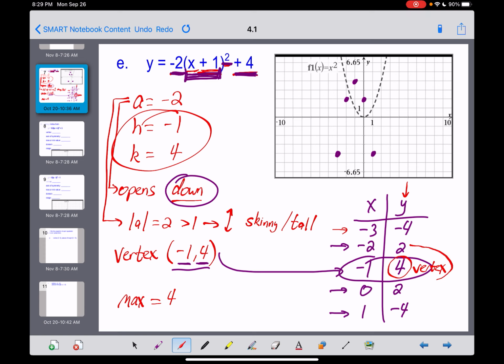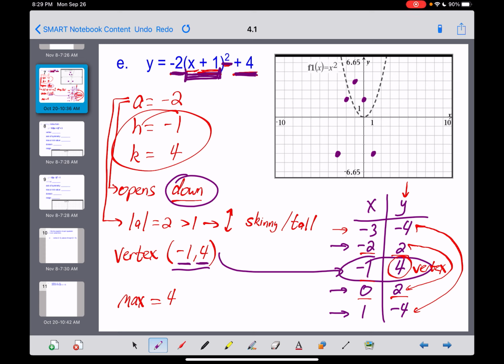There is symmetry, everybody, around the vertex. When you go 1 unit left and 1 unit right of -1, your y-coordinates are the same at 2. And the same thing happens when we go 2 left and 2 right. Your y-coordinates are both -4. If that doesn't happen in your table, you're probably doing something wrong. Maybe just making the table incorrectly with the wrong x values, but it could be a sign of a bigger problem.